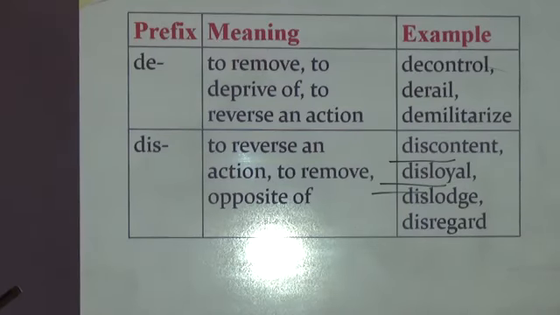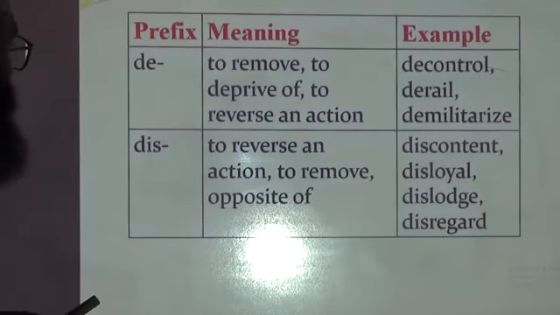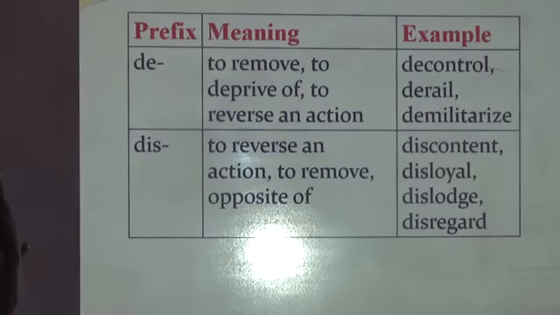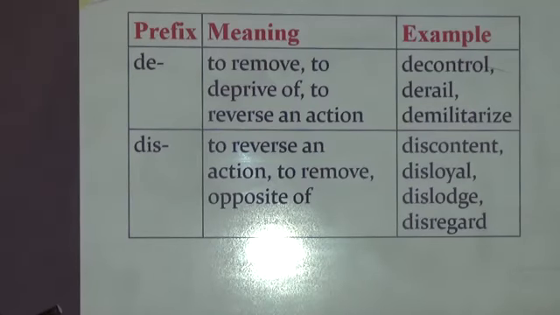De, it makes the meaning to remove, to deprive of, to reverse an action. That means it is the contrary, antonym. We can say that it makes the antonym word. Control, recontrol, out of control, drain, demilitarize. This, to reverse an action, to remove, opposite of. Dis is also contrary words meaning. Content, discontent. Loyal, disloyal. Loss, disloss. Regard, disregard.